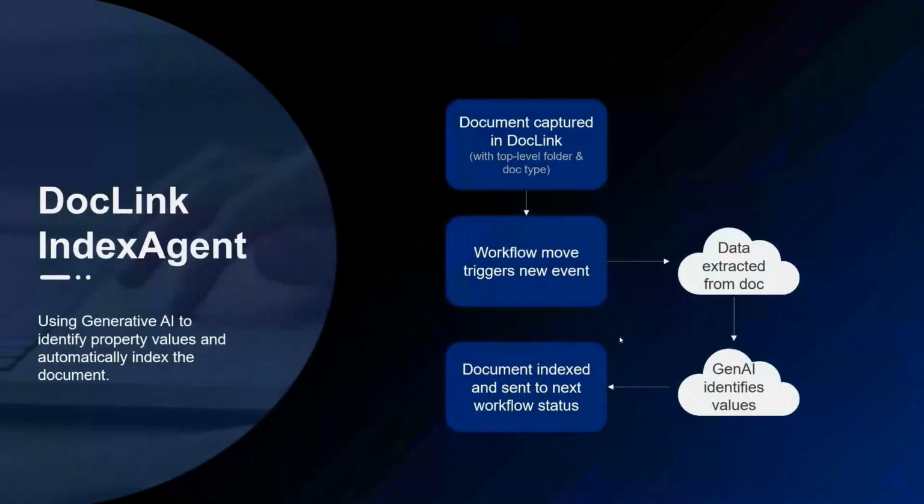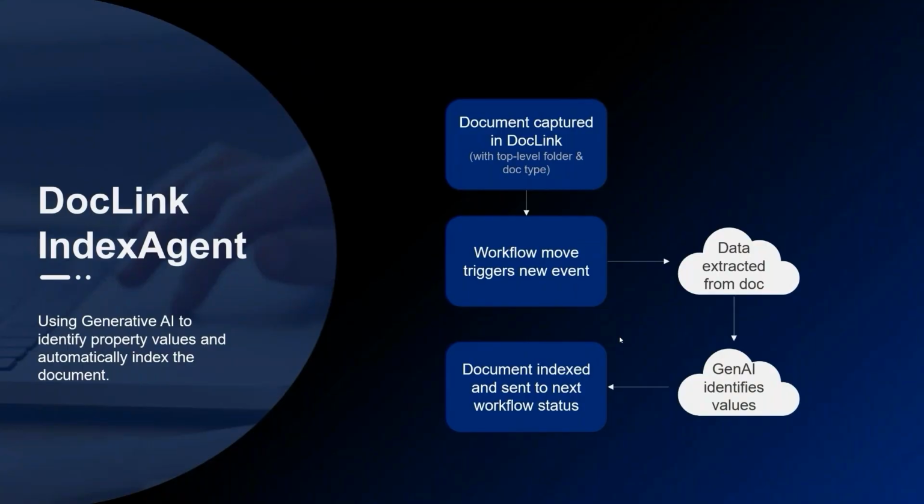The first step is simply to get your documents into DocLink. You can use whatever tools you want. You could automate it using Import Manager. You can drag and drop them into DocLink. We just need to assign those documents to a top-level folder and a document type. And then we're going to send them off to workflow automatically.